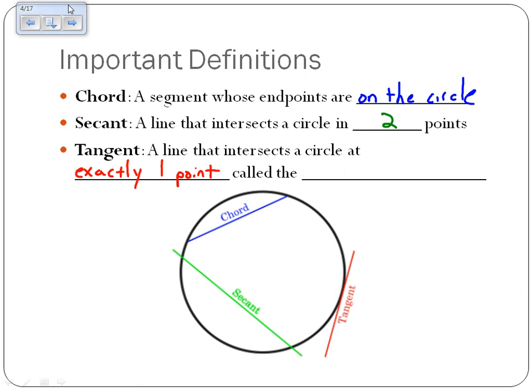And we call that point where it hits the point of tangency. The point of tangency. Right? Weird word. The tangent lines hit at one point called the point of tangency. Notice that a tangent line usually keeps going as well.